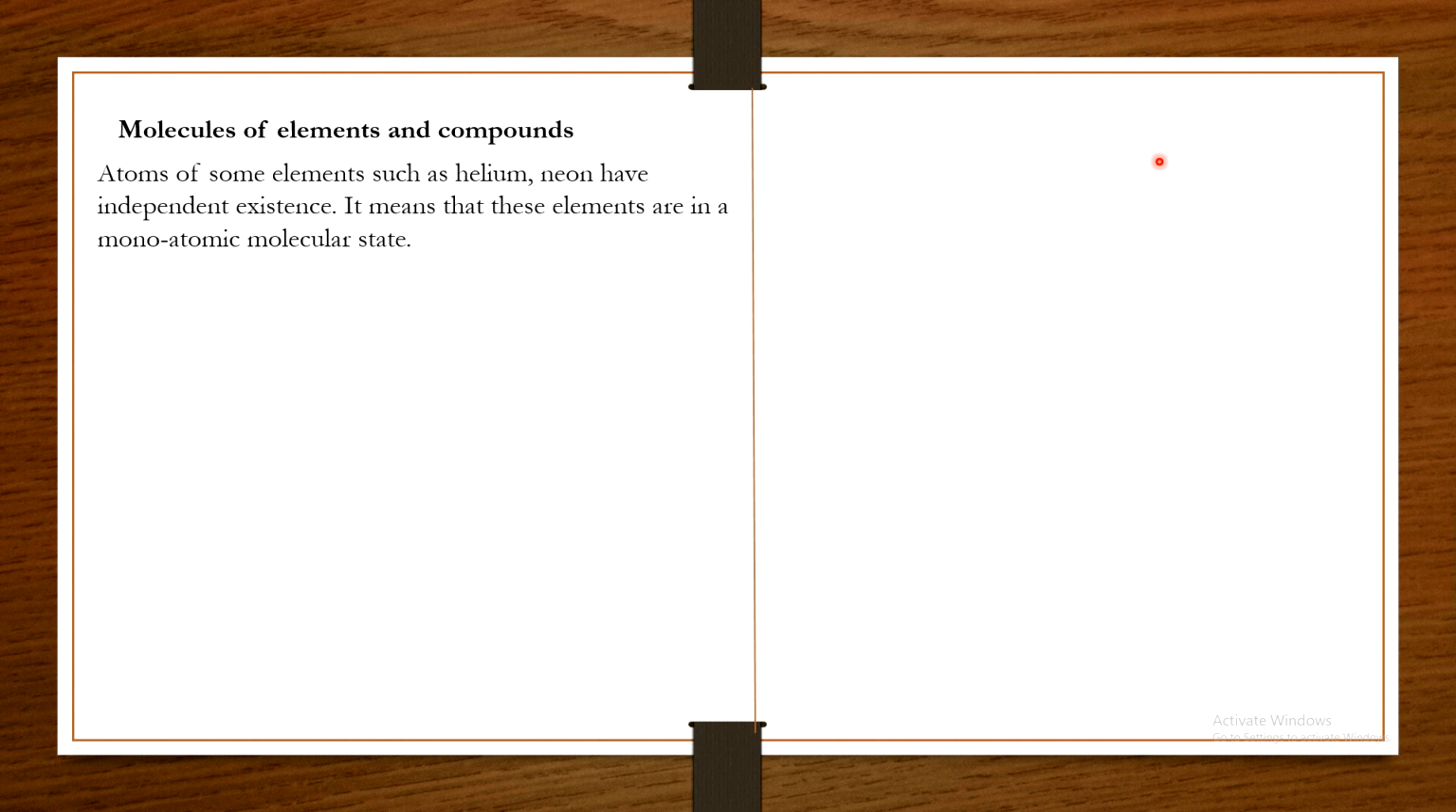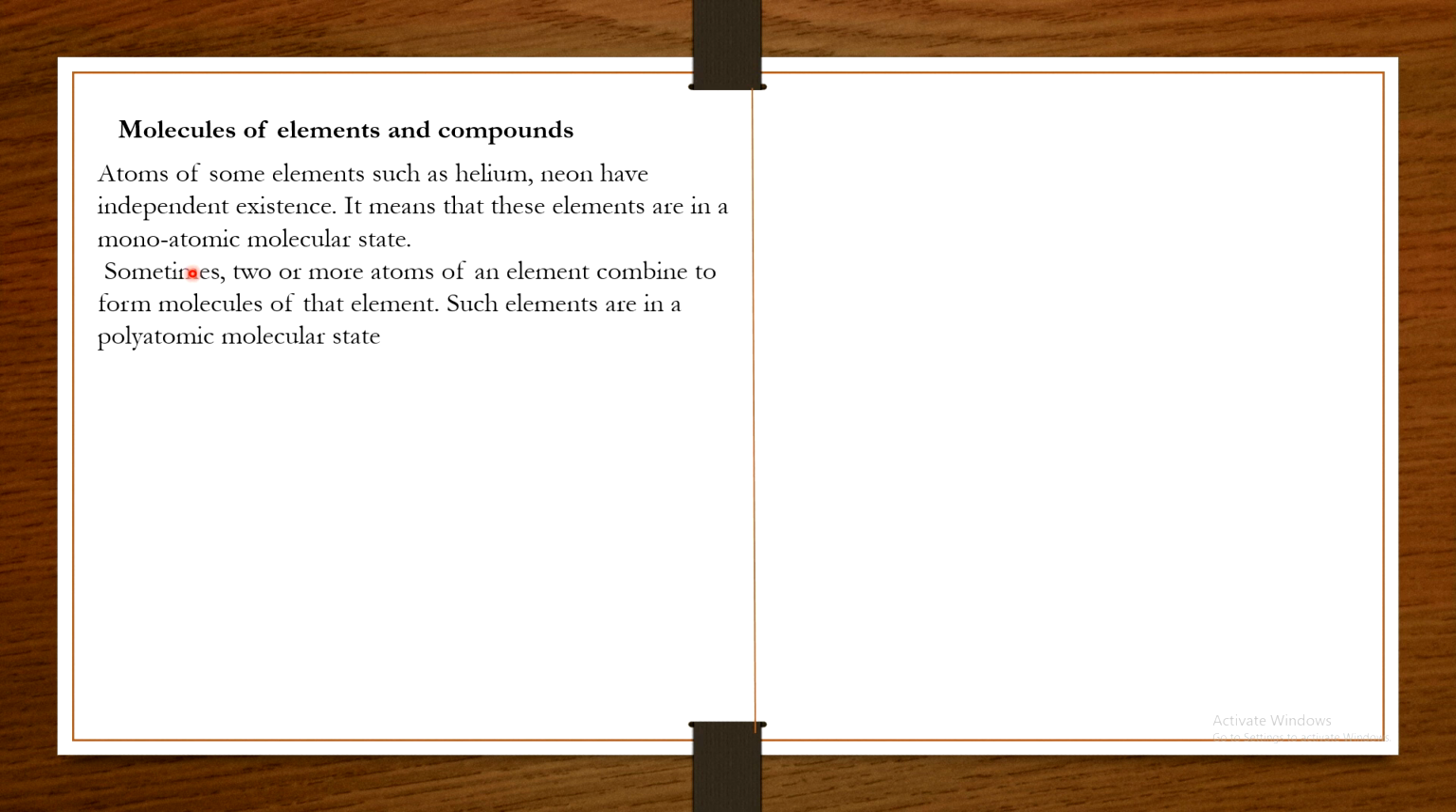Now, molecules of elements and compounds. Atoms of some elements, for example helium and neon, have independent existence. It means that these elements are in a monoatomic molecular state. And sometimes two or more atoms of the element combine to form a molecule. These are called polyatomic molecules. So the elements oxygen, nitrogen, hydrogen, O2, H2, N2, are all called diatomic molecular state.